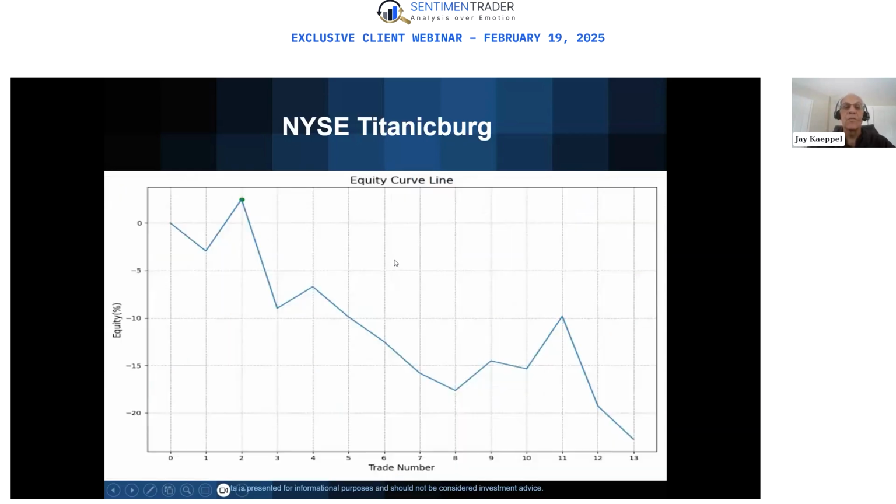And here's the equity curve of those trades. So as you can see, you could have saved yourself some money if you had raised some cash or hedged your portfolio while these signals were in place.